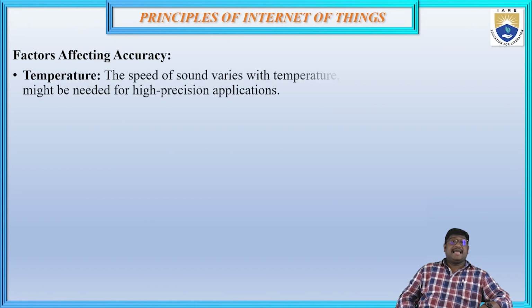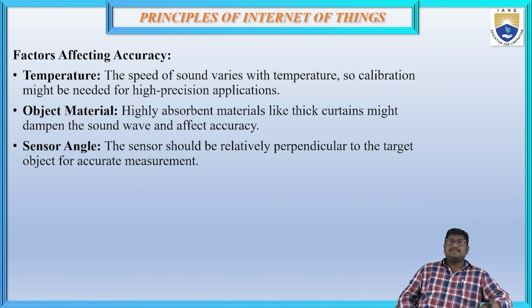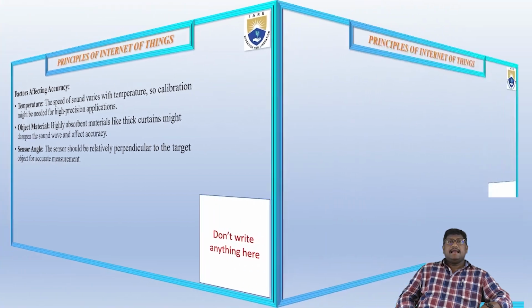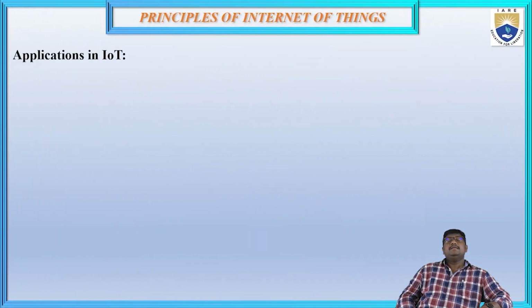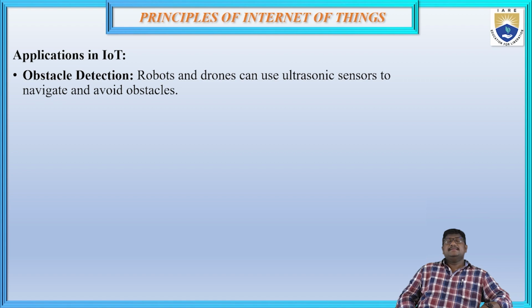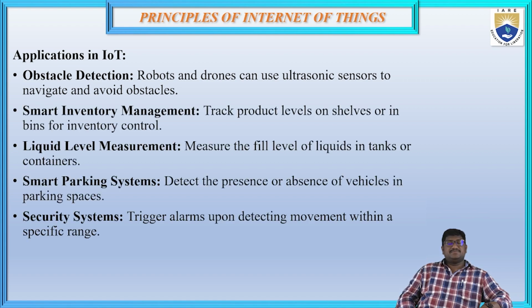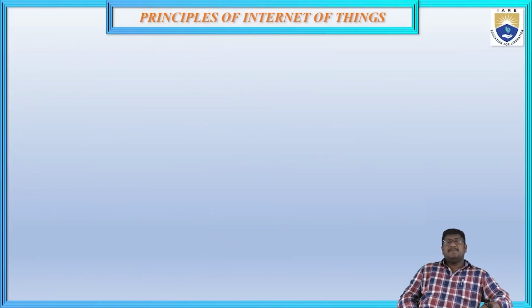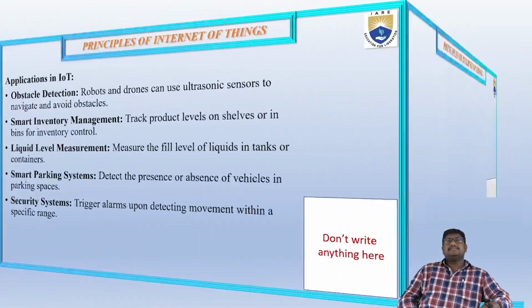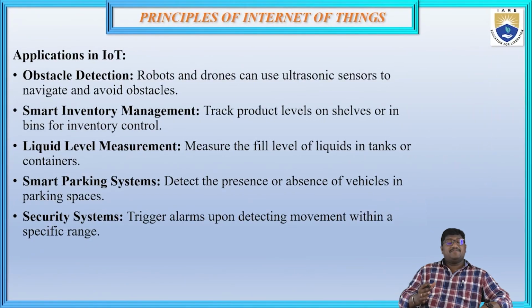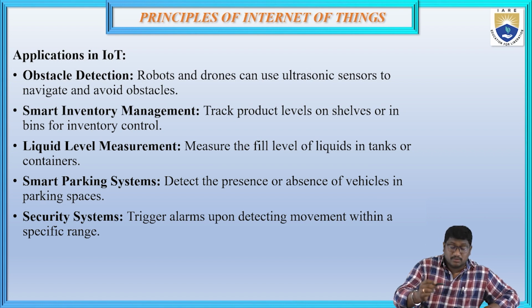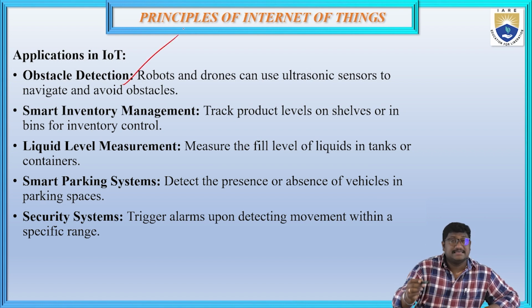The factors affecting accuracy are temperature, object material, and sensor angle, which we discussed so far. And also the applications where ultrasonic sensors are utilized: obstacle detection, smart inventory management, liquid level measurement, smart parking system, and security systems. These are the different kinds of applications where ultrasonic sensors are utilized. Now I will discuss in detail about obstacle detection.